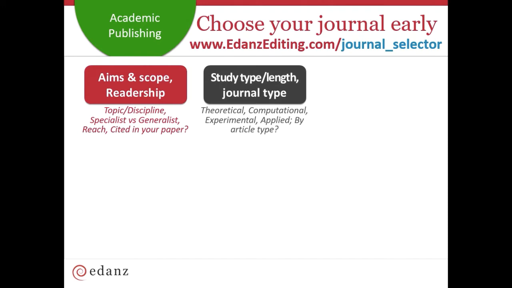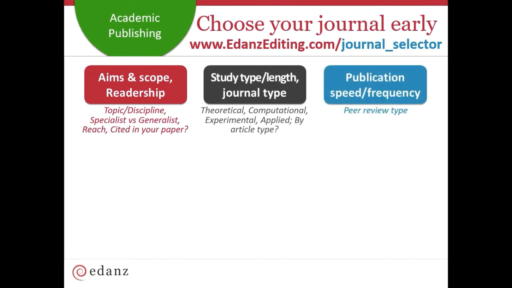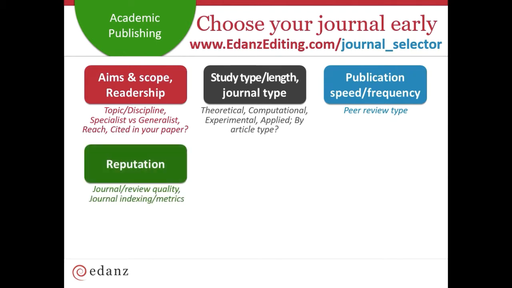Some journals focus on specific types of study, such as only theoretical or experimental or clinical research. Some focus on short communications only or only review articles, so again match your paper to an appropriate journal. Look for journal website information on the publication speed and frequency, and familiarize yourself with the mode of peer review, which we will look at in the next slide.